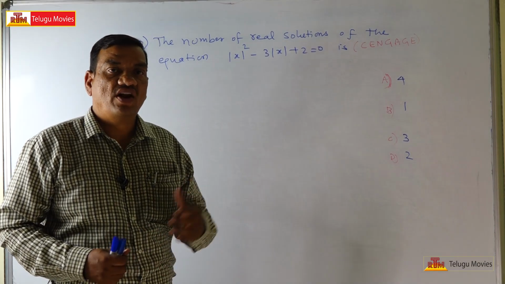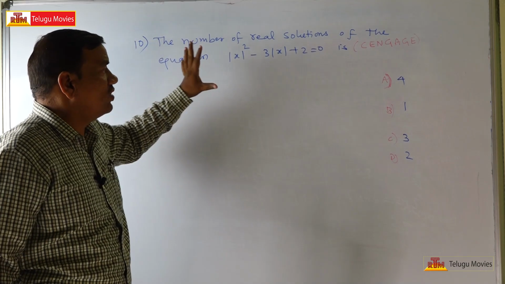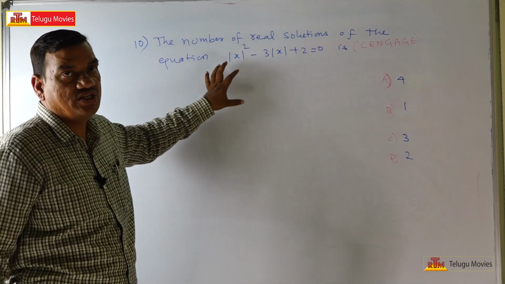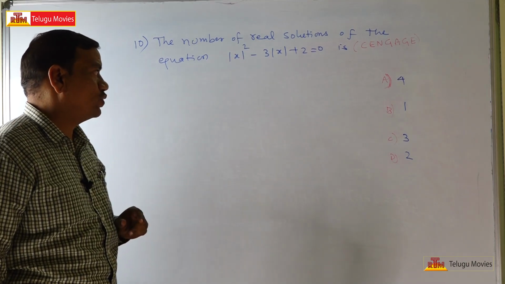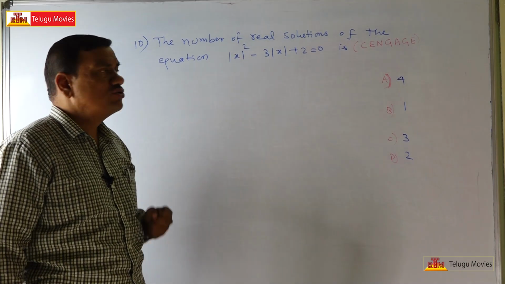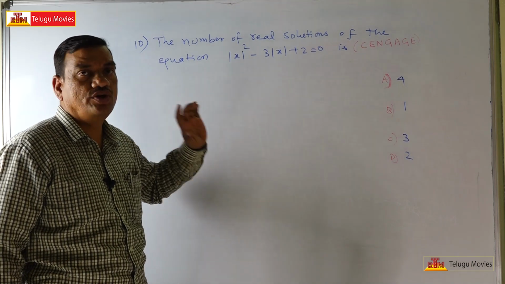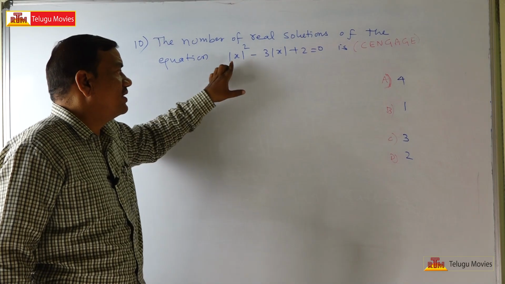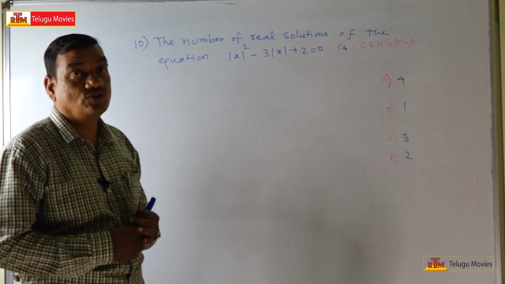Dear students, welcome to the 10th problem. The problem is: the number of real solutions of the equation mod x whole square minus 3 times mod x plus 2 is equal to 0. Everybody thinks this is a quadratic equation, therefore it will have two solutions. No, it is not a quadratic equation in x, but it is a quadratic equation in the variable mod x. So think like that.